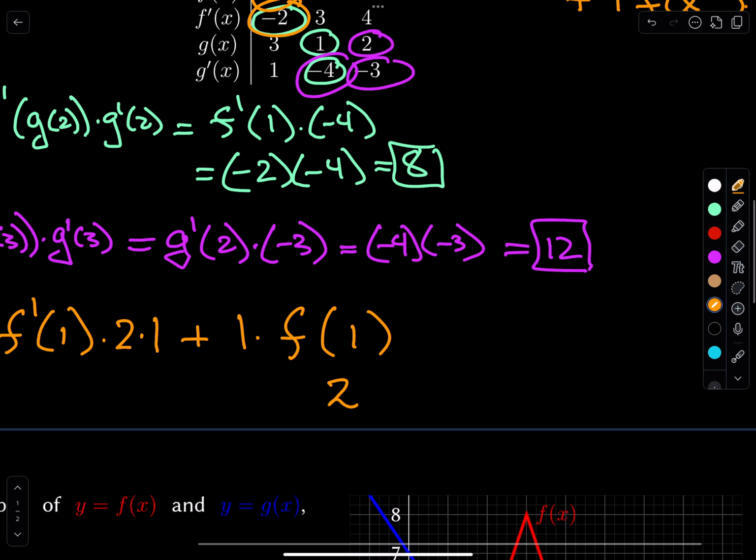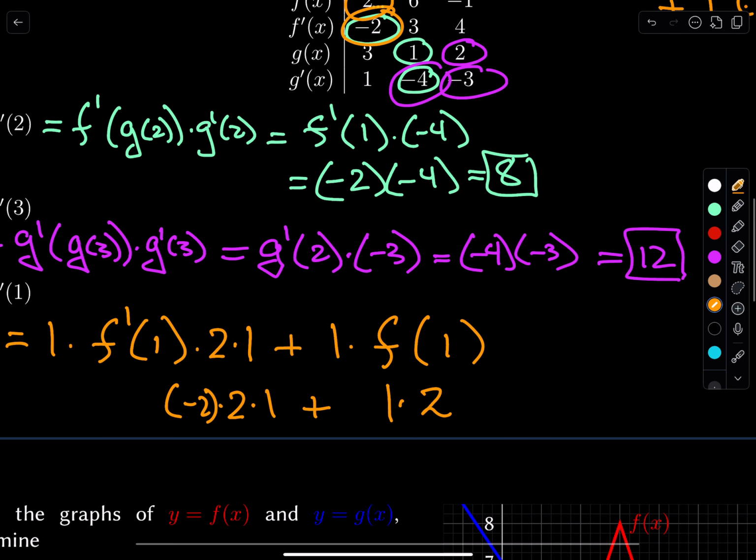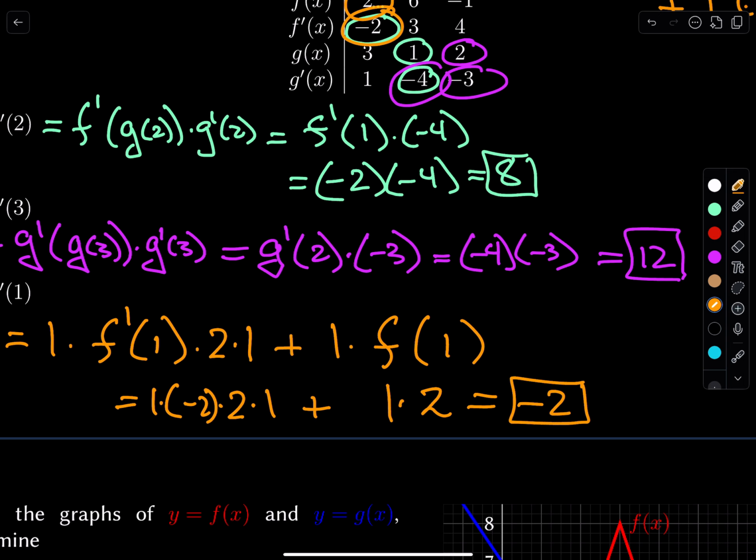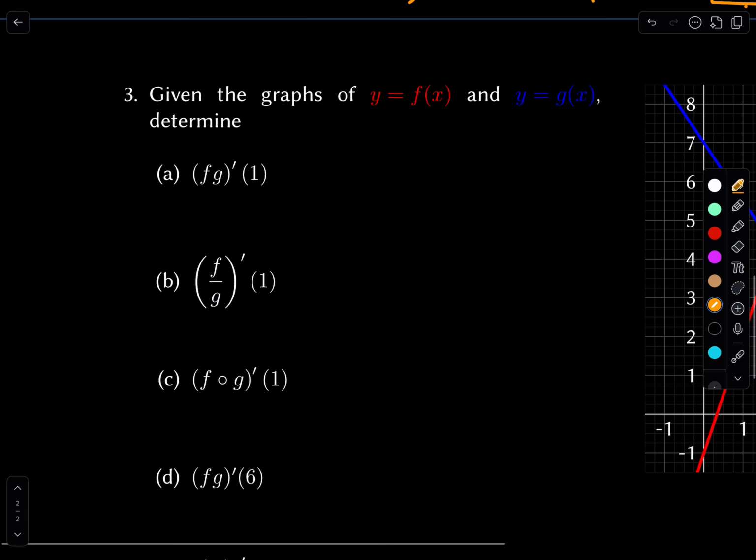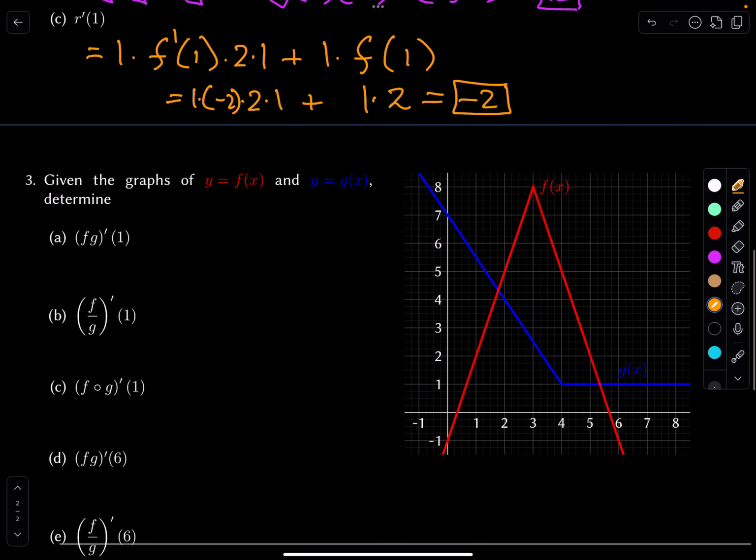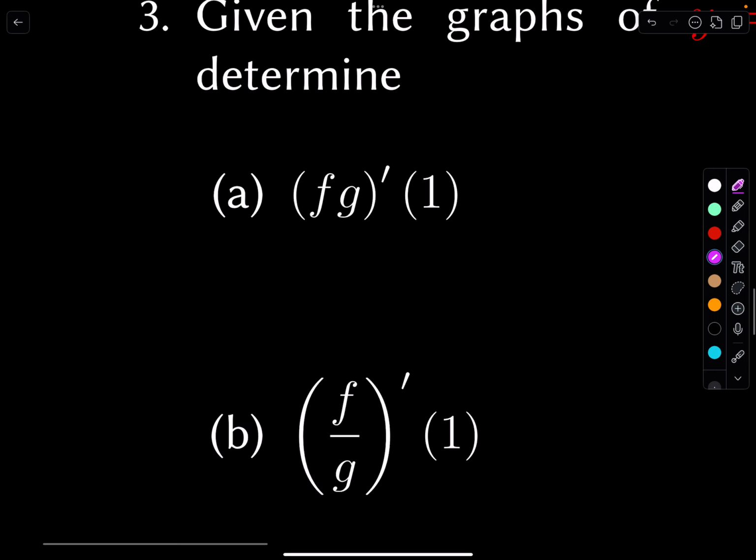So 2 here. And negative 2 here. So let's see if I can clean things up. I think the final answer is negative 2. Okay, onward. So we're going to be doing a derivative of a product. So this is the product rule. Let's see.